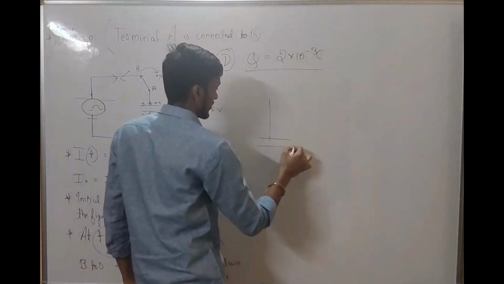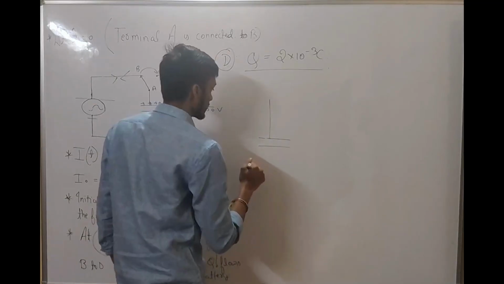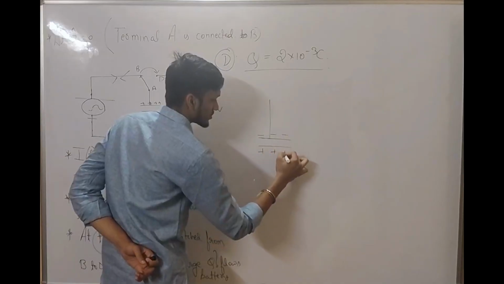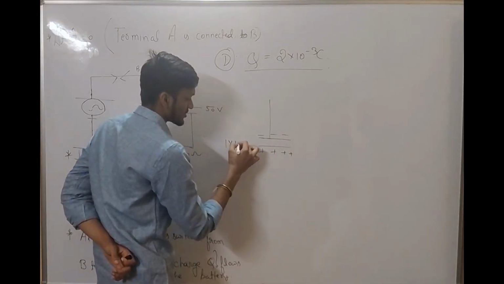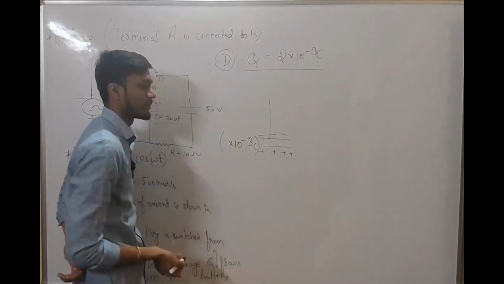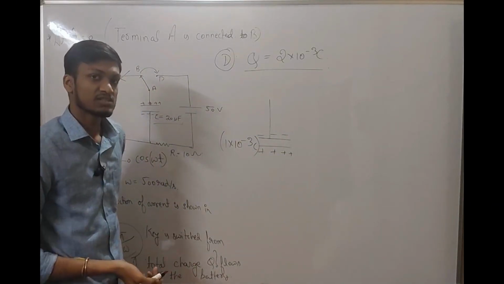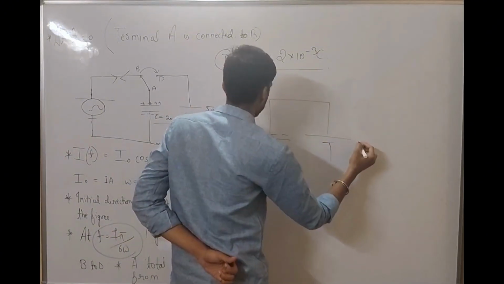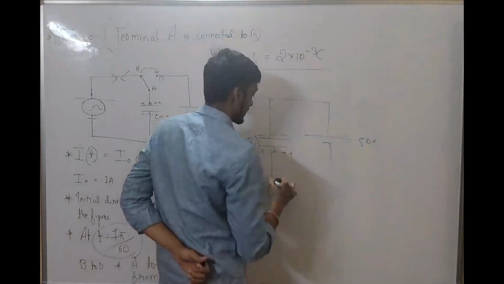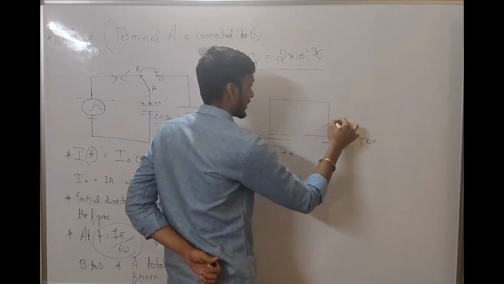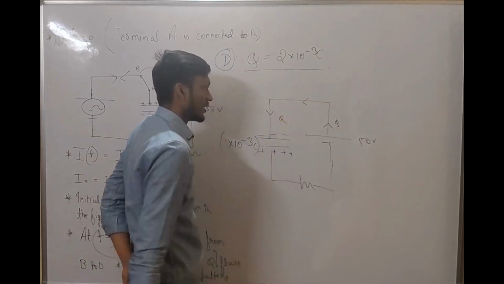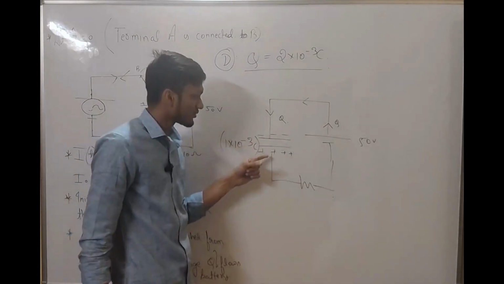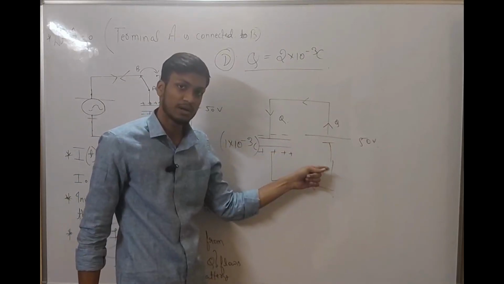Just after A is connected to D, we know that the upper plate had negative charges and the lower plate had positive charges. Exactly, the charge was 1 into 10 power minus 3 coulomb as we discussed in the previous option. After this, the battery is connected. Battery connection will act in the circuit and supply some charge Q to the circuit, and it will supply this charge until the potential across this capacitor is equal to the potential across this battery.